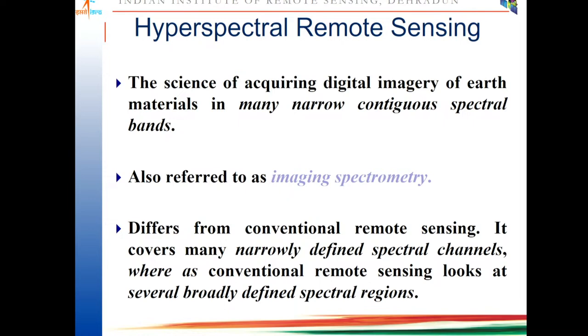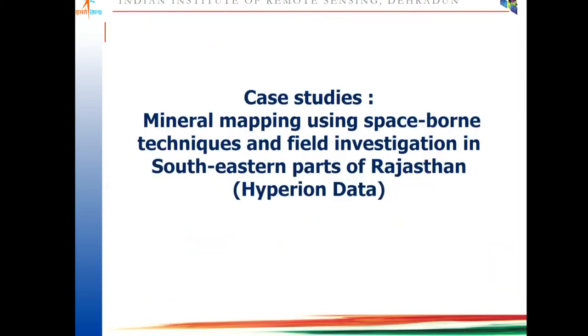That's why all the spectrometric analysis that I am able to do in the lab, I am able to do similarly using the image spectra. That's why this is known as imaging spectrometry. It differs from conventional remote sensing as it covers many narrow spectral bands, so that a particular absorption feature can also be identified, whereas conventional remote sensing looks at several broadly defined spectral regions, whereas here it is very narrow.